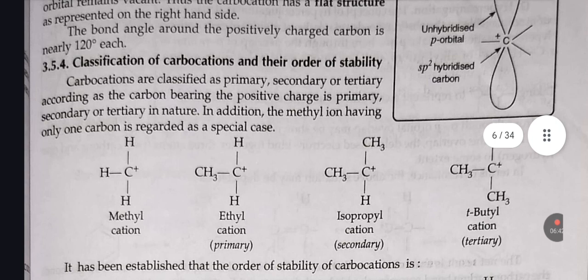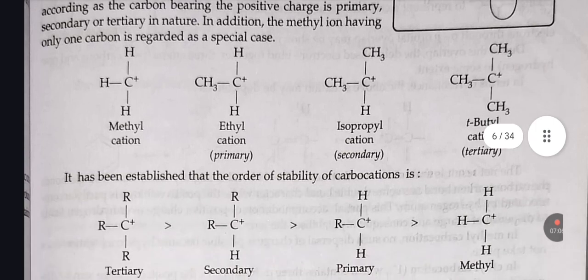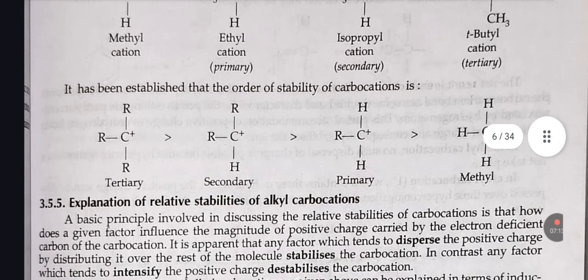Classification of carbocation and their order of stability. Carbocations are classified as primary, secondary, or tertiary according to the carbon bearing the positive charge being primary, secondary, or tertiary in nature. In addition, the methyl ion having only one carbon is regarded as a special case. These figures show methyl cation, ethyl cation primary, isopropyl cation secondary, tertiary butyl cation tertiary. It has been established that the order of stability of carbocation is tertiary, secondary, primary, then methyl.